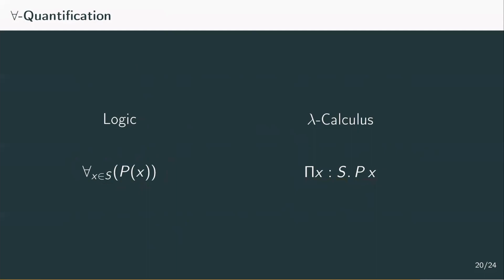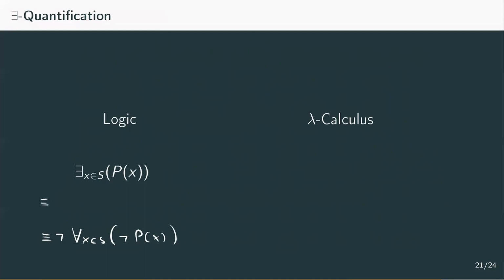The existential quantifier is a bit more tricky. Again, we're given a set S and a proposition P. We can define the existential quantification with a universal quantifier and negation. Not for all x in S holds not P of x. This is equivalent to there exists x in S with not P of x, and by double negation elimination, this equals there exists x in S with P of x. Unfortunately, this again only works in classical logic and not in constructive logic, so we need to come up with something else.